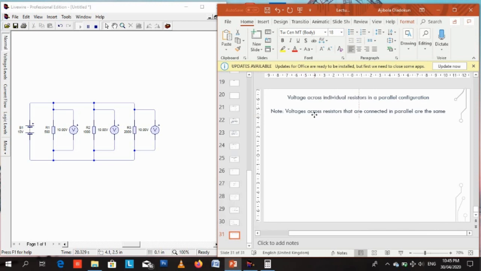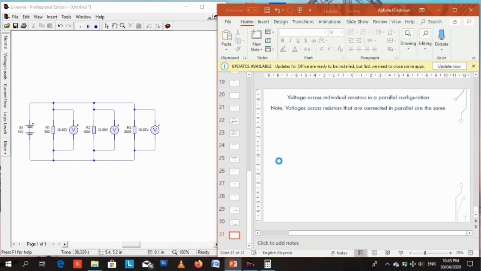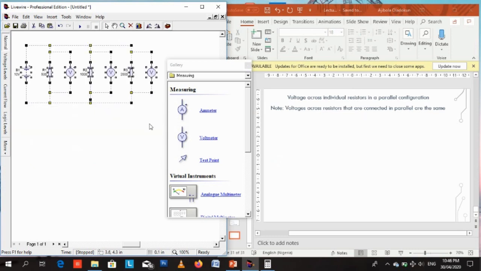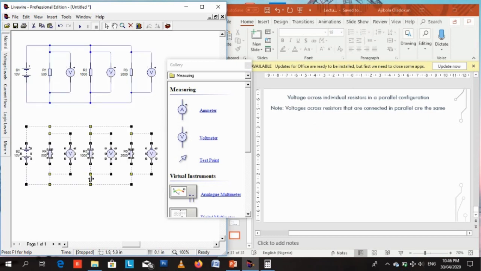So if you connect resistors in parallel, the voltages across all those resistors in parallel, regardless of the value of their resistances, is exactly the same. So we've used Live Wire to prove that this hypothesis is right. We connected three resistors in parallel, gave each one of them their own voltmeters, and then powered it with a 10 volts battery. We discovered that the voltages across each of these resistors were the same. They were all 10 volts across all three resistors, even though their resistances were different.